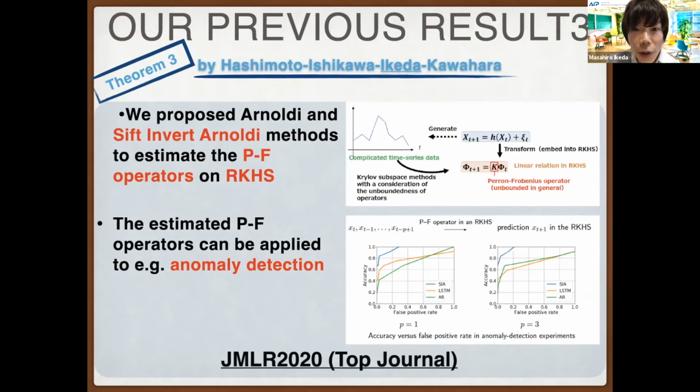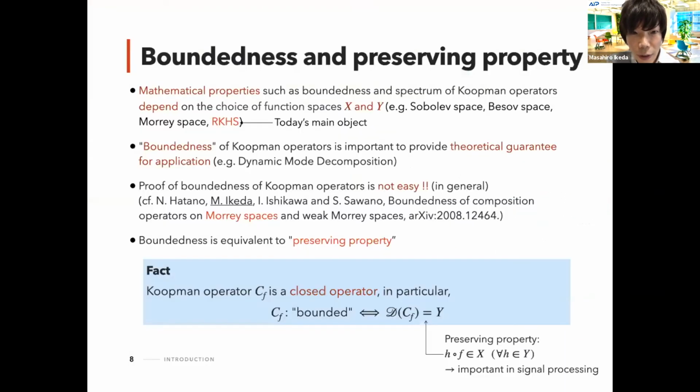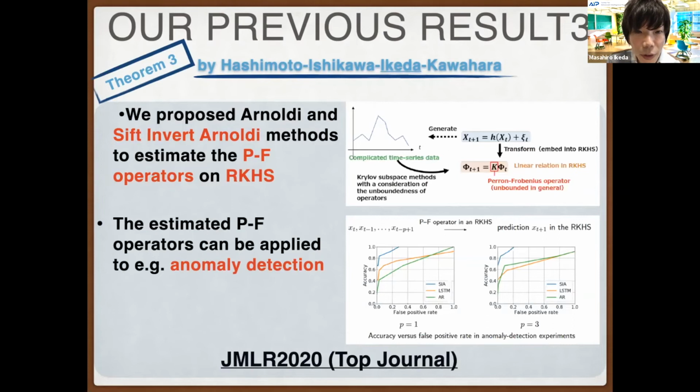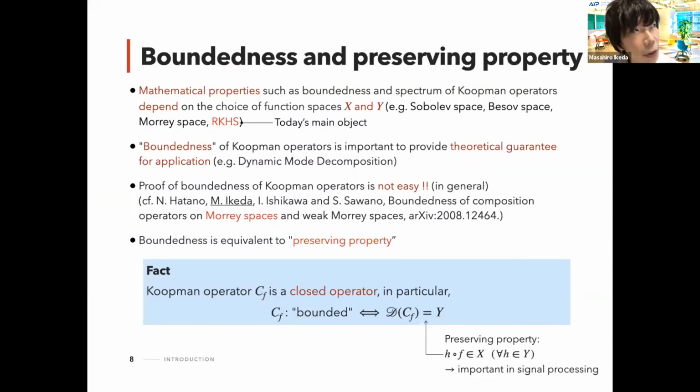Okay, today I'd like to introduce one mathematical result for the Koopman operator, especially boundedness and the preserving property. Mathematical properties such as boundedness and the spectrum of the Koopman operator depend on the choice of function spaces X and Y. Examples are Sobolev space, Besov space, some other function spaces, and RKHS. RKHS is today's main object.